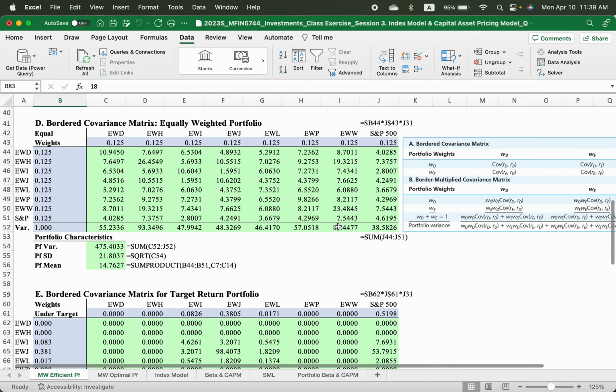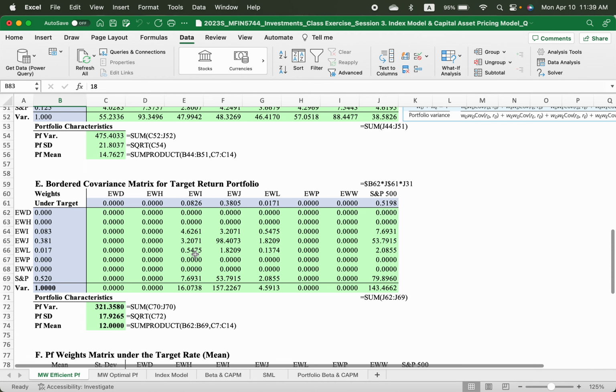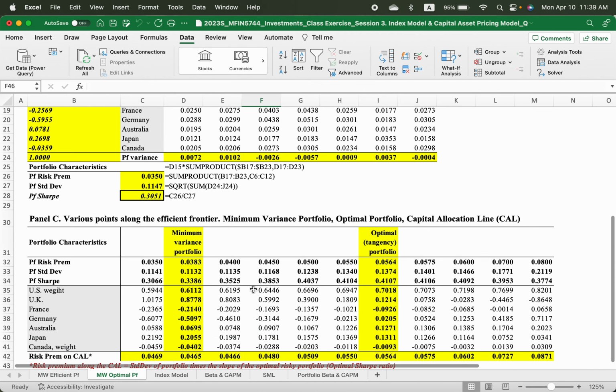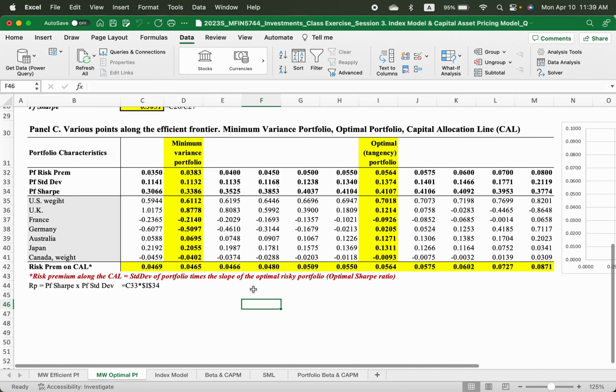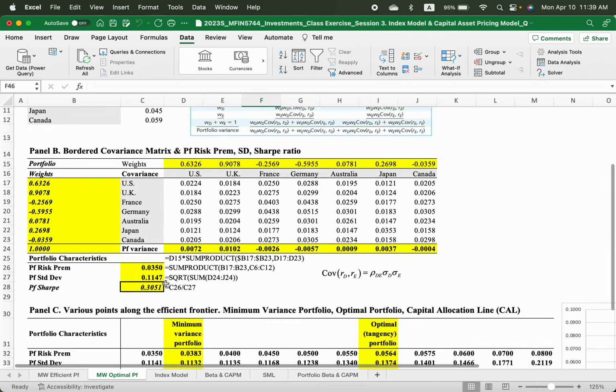Okay. So in the next video clip, we'll find the optimal portfolio that minimizes the standard deviation or maximizes the performance, which is the Sharpe ratio, to find the optimal portfolio in the next slide.